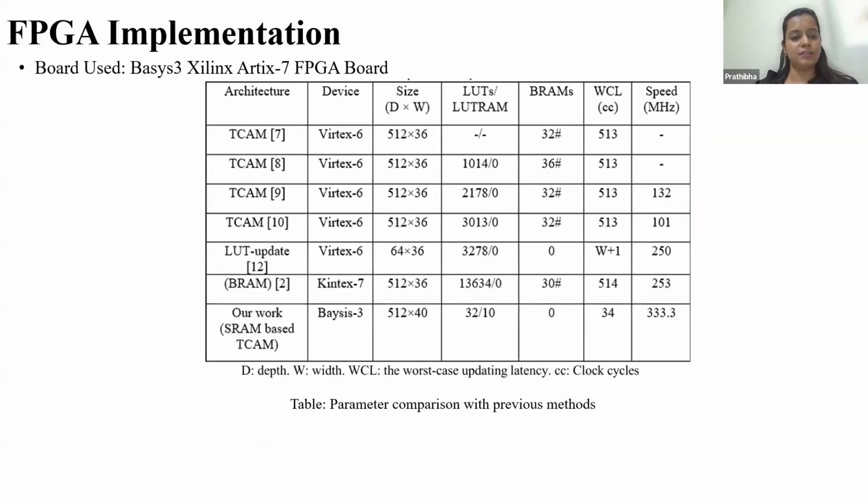And this is the comparison with FPGA implementations using the different techniques that have been made. Our architecture achieved a maximum frequency of 333.3 megahertz, which is high speed and can be used for high speed networking.